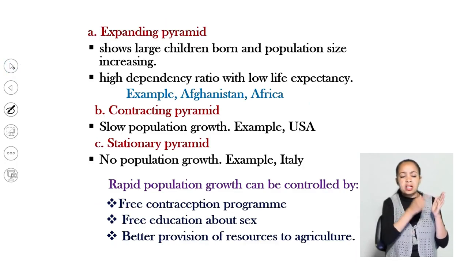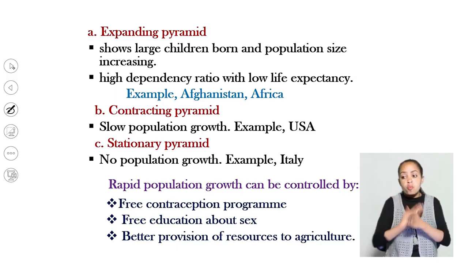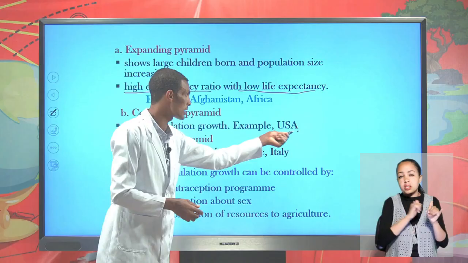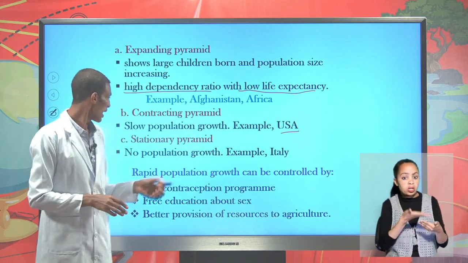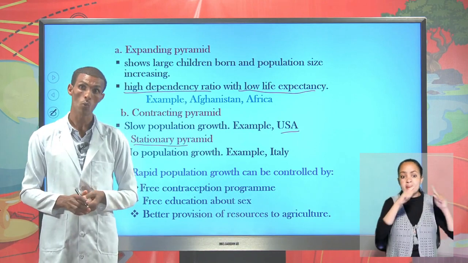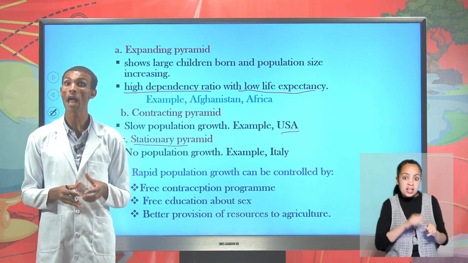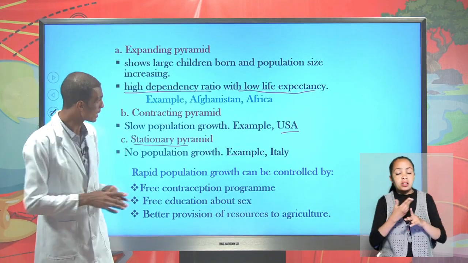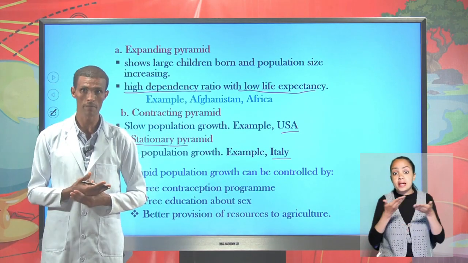A pyramid that represents a developing country: high children born and they die earlier, and low life expectancy is found here, contracting. The one that represents a country just like the USA: even though a population can be growing here, certain change can be found. And again, the other is a stationary pyramid. When you say stationary, a balanced growth, less dependency ratio, high per capita income, and high life expectancy may be found here, a country just like Italy. So, population can be represented pyramidically.